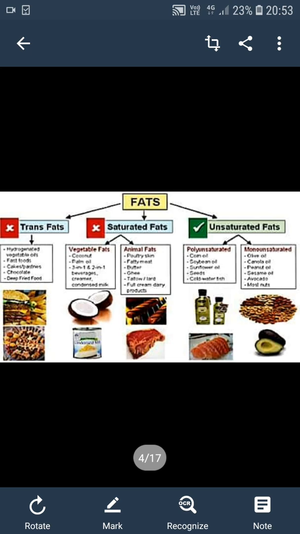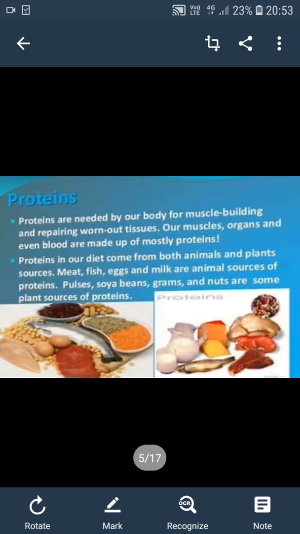Children, when you are consuming too much fat content food, what happens to your body? Yes, your body will become obese. So we are not supposed to consume too much fat content food. Next, we'll go with proteins.